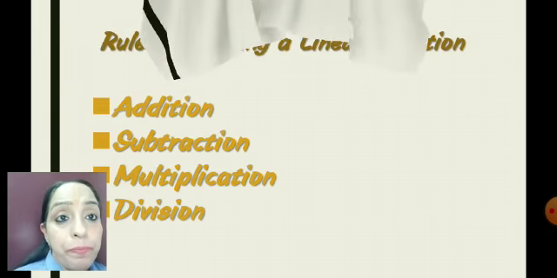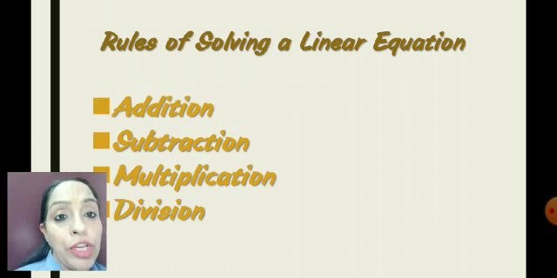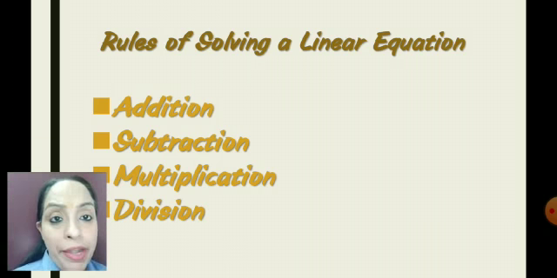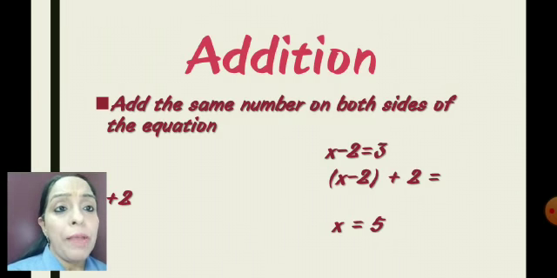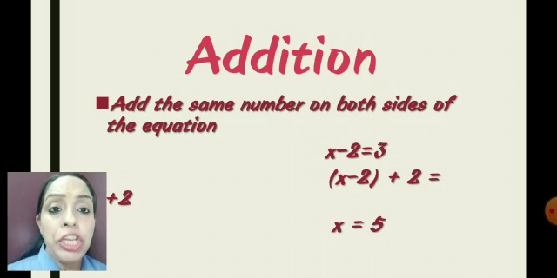Next one is rules of solving a linear equation. There are four fundamental operations: addition, subtraction, multiplication, and division. In addition, you can see, add the same number on both sides of the equation. Why are we using addition? Because here I am taking a different example: x minus 2 is equal to 3. On the left hand side there is a variable, and with the variable it is minus 2. So what is the opposite of minus? That is plus. The opposite of subtraction is addition. So I am adding plus 2 on both sides.